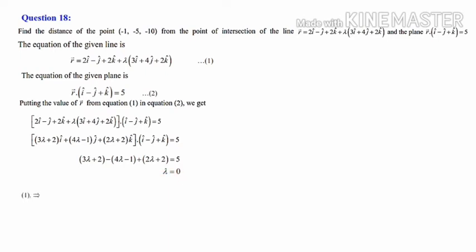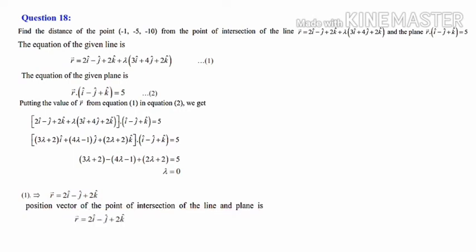So in equation number 1, if you substitute the value of lambda, the term completely becomes 0 because lambda is 0. So you will get vector r = 2i cap - j cap + 2k cap. Since it is in vector form, we can consider this as the position vector. So the position vector of the point of intersection of the line and the plane is 2i cap - j cap + 2k cap.